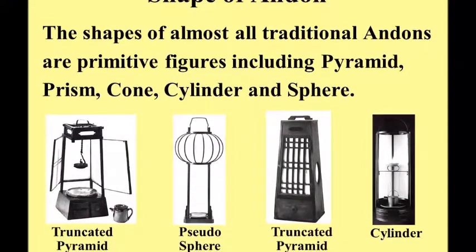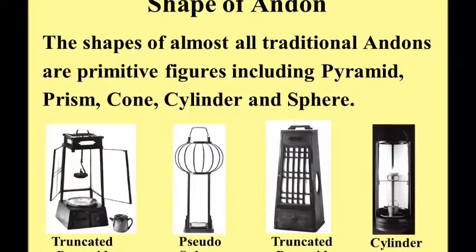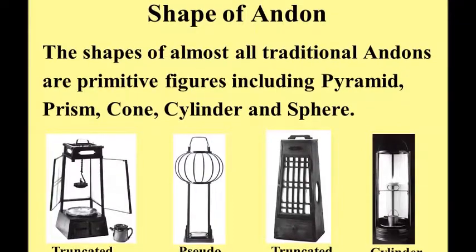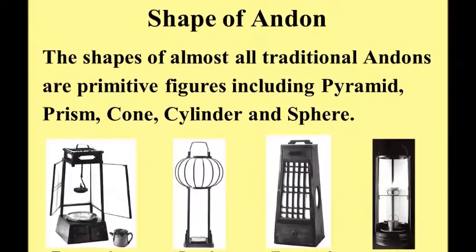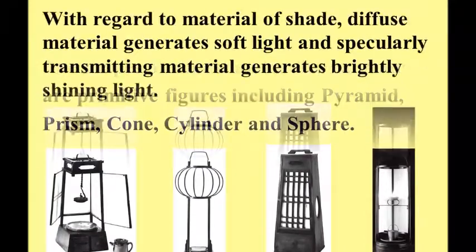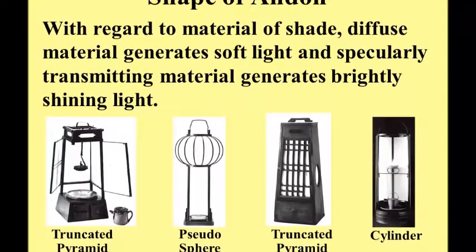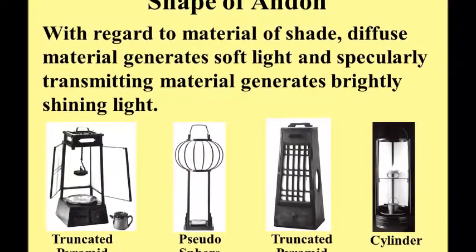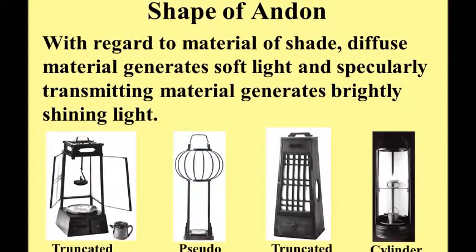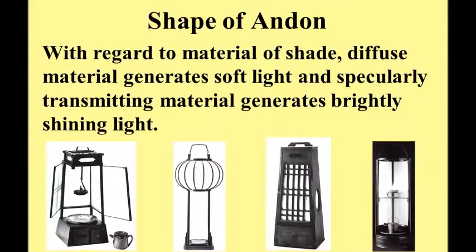The shapes of almost all traditional Andons are primitive figures, including pyramid, prism, cone, cylinder, and sphere. With regard to the material, diffuse material generates soft light, and specularly transmitting material generates brightly shining light.